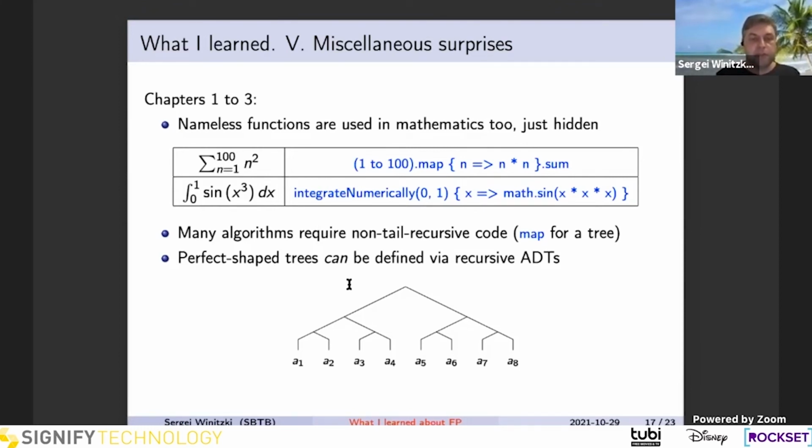For example, there's a perfect shape tree type like this, and you can define a type in Scala where you can only have perfect shaped trees. The usual tree allows you to have different branchings at different places. This type does not, and you can define it via recursive algebraic data type, which I didn't expect you could, but yes, you could. It's not obvious, but you can do this.